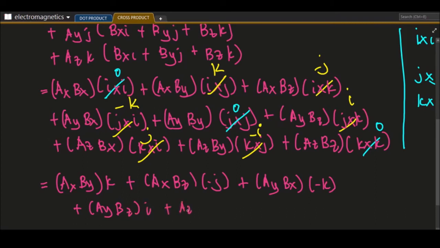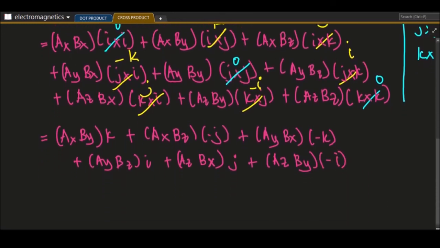plus a sub z b sub x, so the unit vector for this one is j, then we have plus a sub z b sub y, which is negative i. Okay, so that is the unit vector for each term.